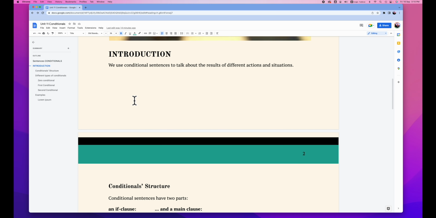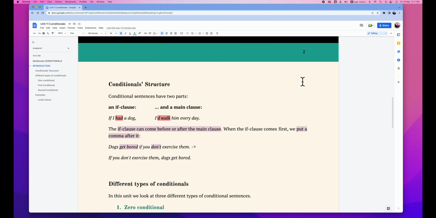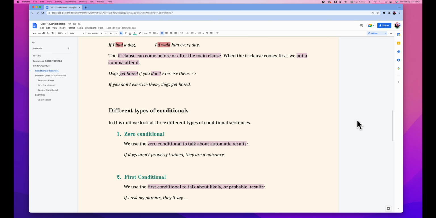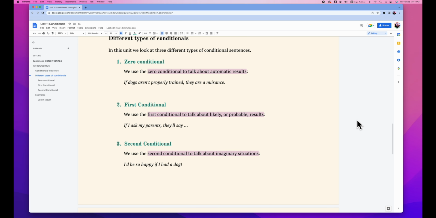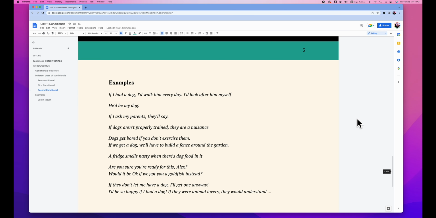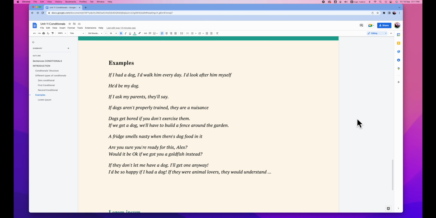Introduction. We use conditional sentences to talk about the results of different actions and situations. There are 3 different conditional sentences. We'll look at the structure of conditional sentences and the types of different conditionals: zero conditional, first conditional, as well as second conditional. And by the end, there are some examples.